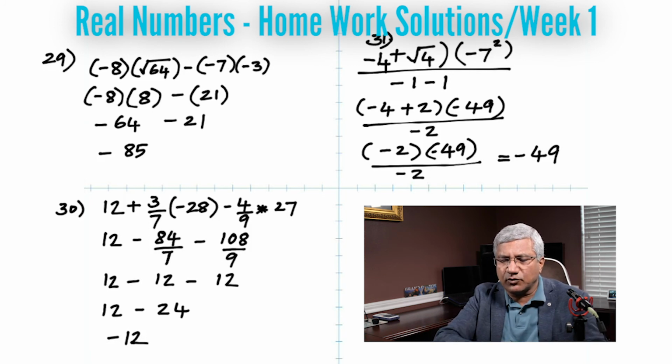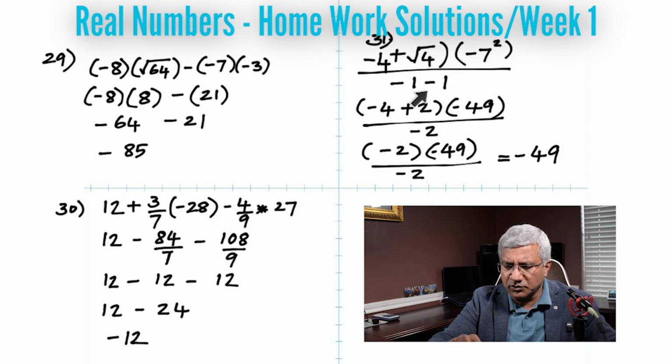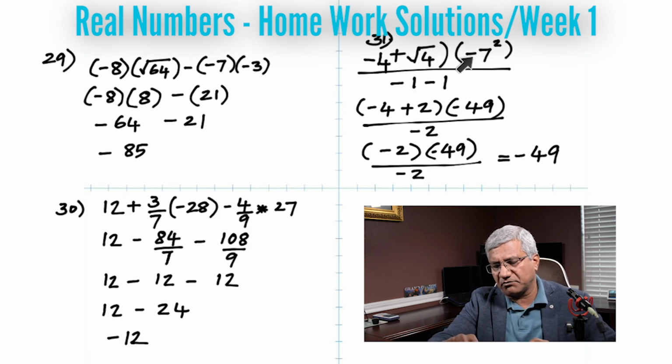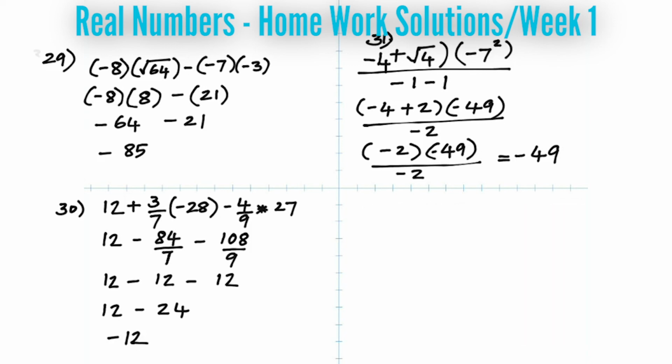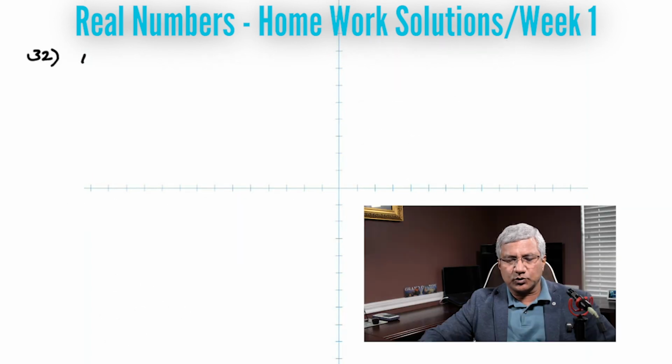So minus 4. So now it's clear. The square root of 4 is 2. And then this is, remember, minus 7, not whole squared. So the negative will be there. It's negative 49. And after that, it's easy. Negative 4 plus 2 is negative 2. Then you have negative 49 and negative 2, which comes up to negative 49. So number 32.